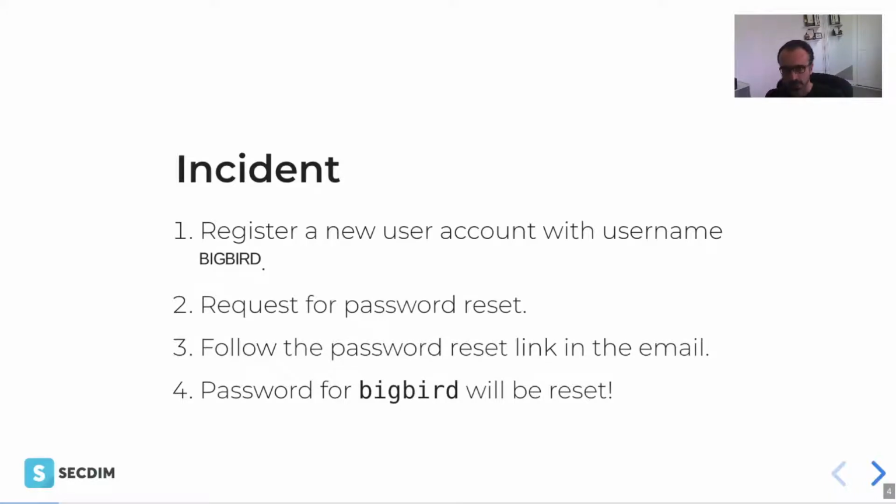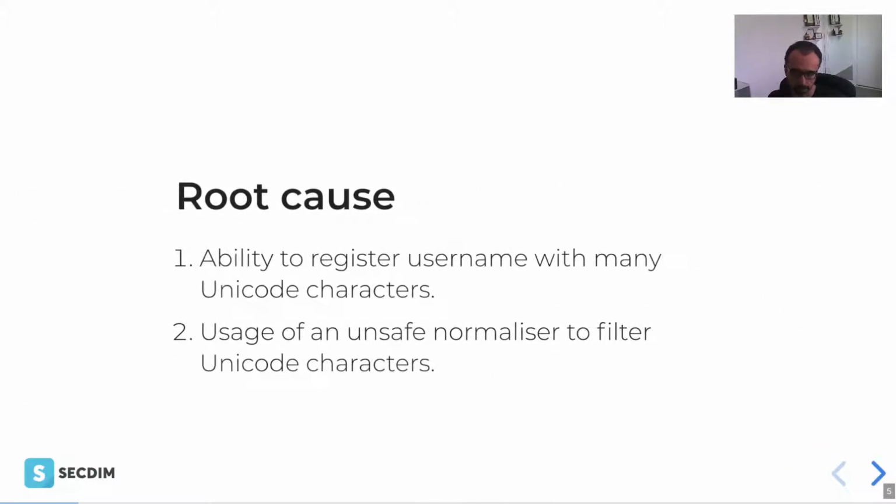Now the incident is quite interesting because it goes back to the complexity of dealing with Unicode characters. What was the root cause? Well, I can simplify the root cause into two areas. One, the ability to register a username with Unicode characters, and the other, usage of an unsafe normalizer, or put it another way, a Unicode normalizer, to filter Unicode characters. To fully understand what actually went wrong, we need to understand some background and fundamentals here.